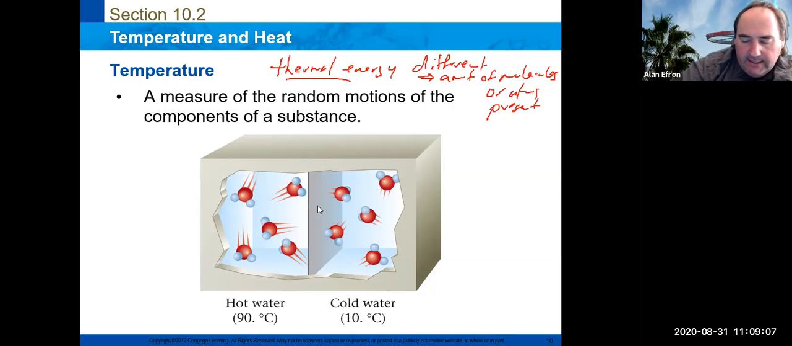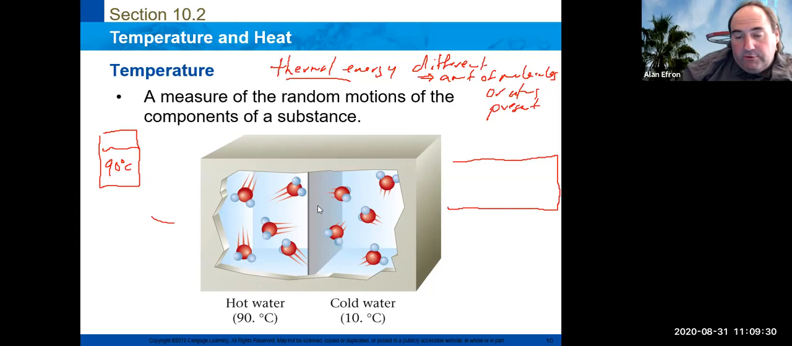So the more molecules, the more atoms, the more thermal energy you would have, not necessarily more temperature. So there is a distinction between that, and we'll take a look at this example here in a second. But for example, say you had a cup of coffee or something like that at, say, 90 degrees Celsius, or water, and you had a big bathtub, say 40 degrees Celsius, right?